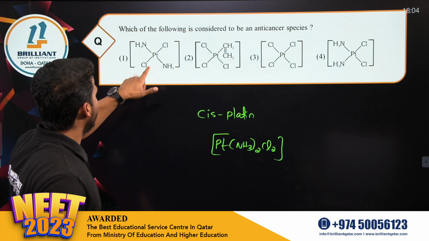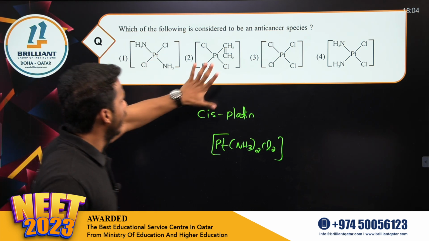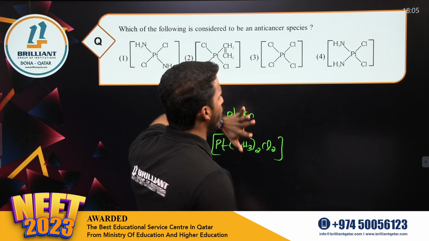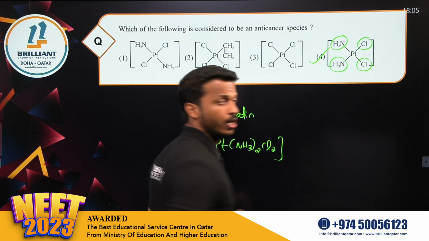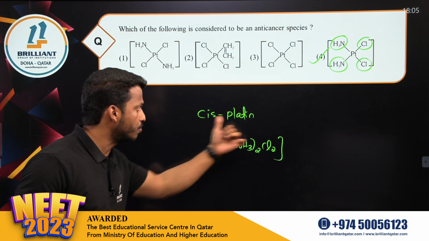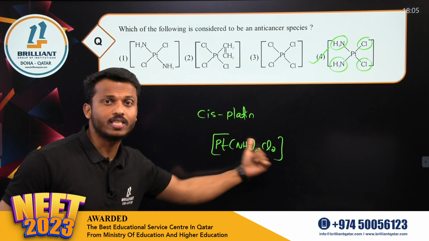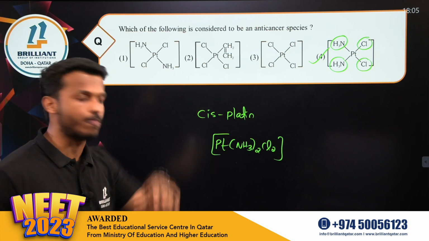The first complex is in the trans form. It is not the compound. That is not the compound. Here it is the cis isomer, right? Cis means the same side. So what is the anti-cancer drug, dear all? Cisplatin, Pt(NH3)2Cl2, and they should be arranged in a cis manner.